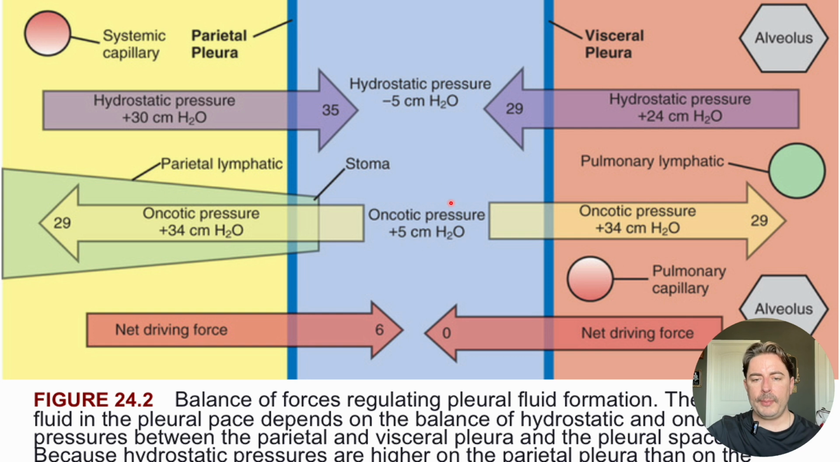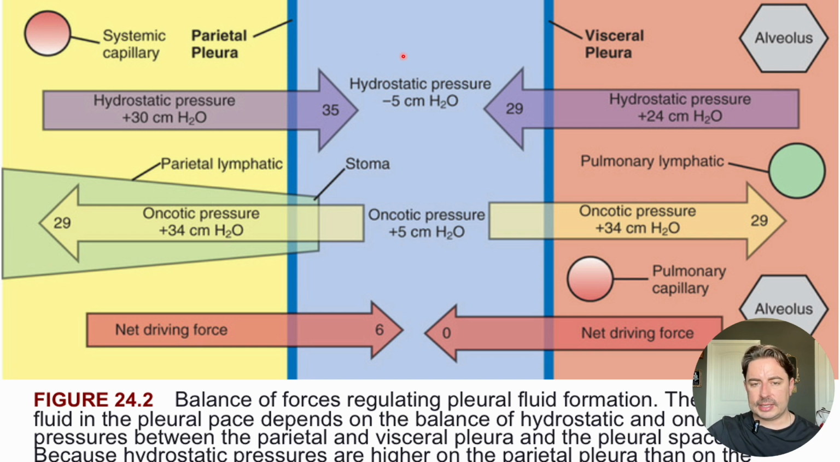Well, whenever I bounce down to the oncotic pressure, it is sitting here at about 34, 35 centimeters of water, and it's equal on the visceral pleura side. So on my parietal pleura and my visceral pleura, the oncotic pressure is equal, and it is equally greater than the amount of hydrostatic pressure that's going on. So when I look at the hydrostatic pressure and the oncotic pressure, they both end up with a value of 5 centimeters of water.